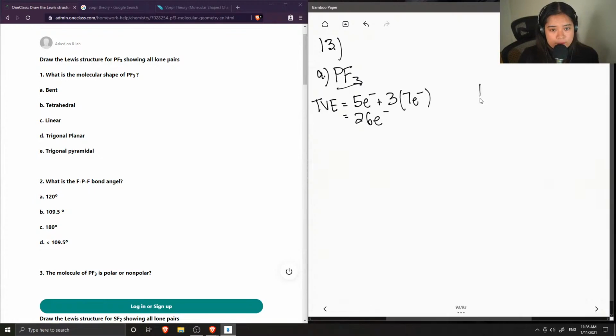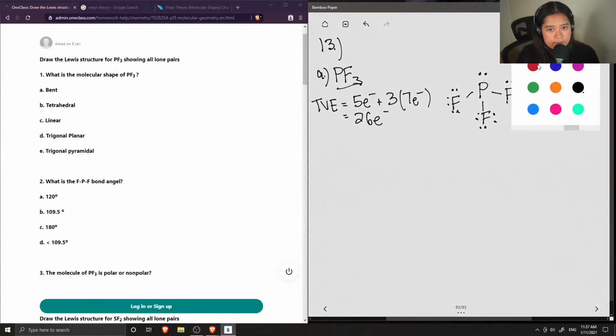So let's write phosphorus as our central atom, and then I'm just going to draw all my fluorines symmetrically around it, and I'll fill in all the lone pairs. So if I count out how many electrons I've drawn so far, I only have 24. So for my last two, I'm just going to add them as lone pairs.